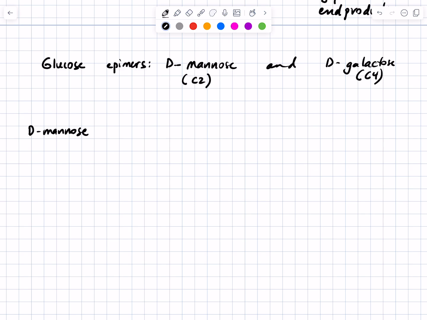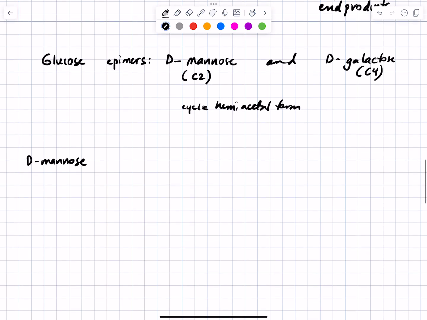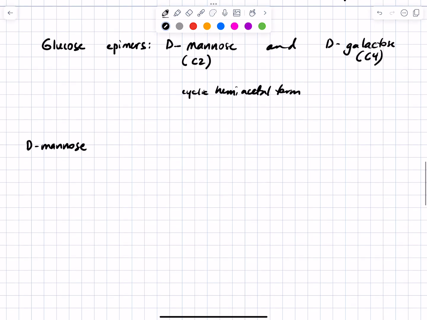So I'm just going to show you the cyclic hemiacetal form. And if you want to go back and, this is, I guess we're doing question 1 on your quiz. If you want to go back and practice drawing the open chain form and going back and forth between those two, that's probably a good idea. Mannose is the C2 epimer of glucose.